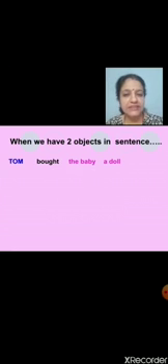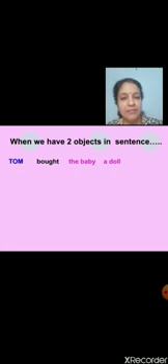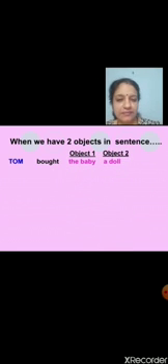When we have two objects in a sentence, let us see how to change the voice. Example: Tom bought the baby a doll. How do we know that there are two objects in this sentence? Ask the question. What did Tom buy? The answer is a doll. For whom did Tom buy? The baby. So, in this sentence we have two objects. Object 1, the baby, and object 2, a doll.